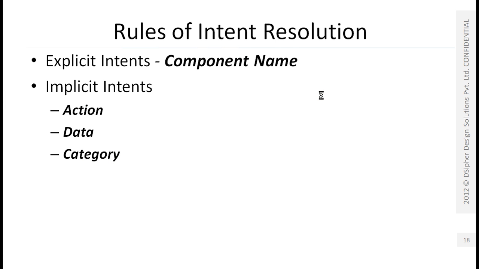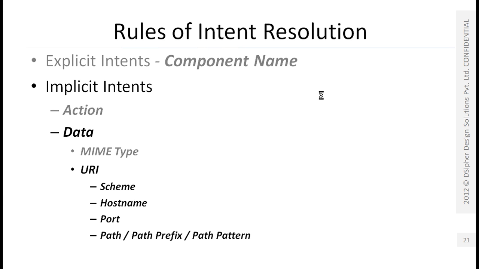Now there are the rules for intent resolution. As you know, for the explicit intent we only specify the component name, while for the implicit intent we specify the action, data, and category. The action specifies what the other application should do with this data. The data specifies which type of data you want to manipulate with the other application, and the category specifies which category your data belongs to.